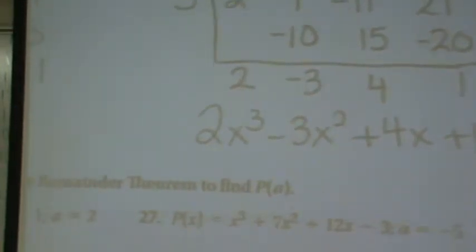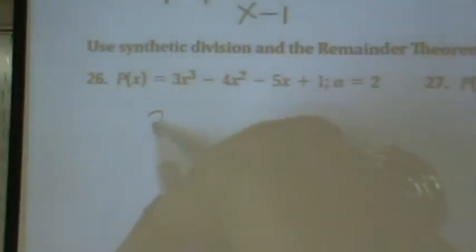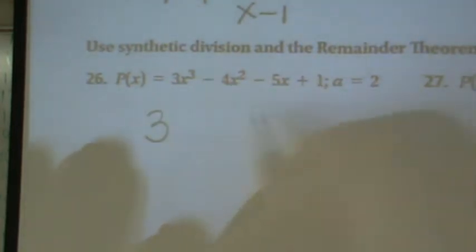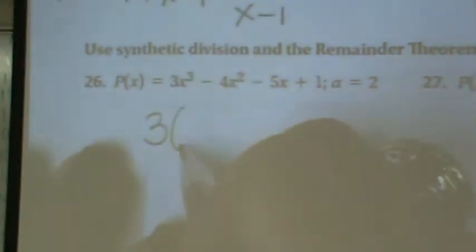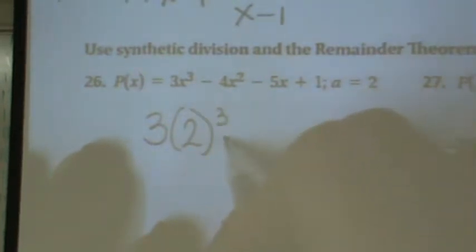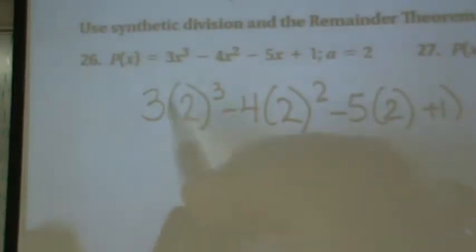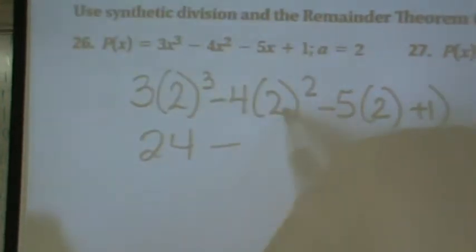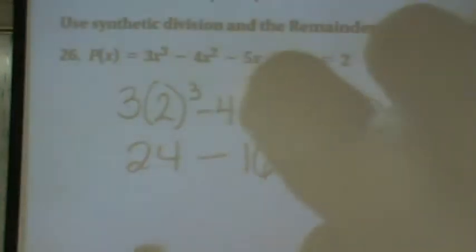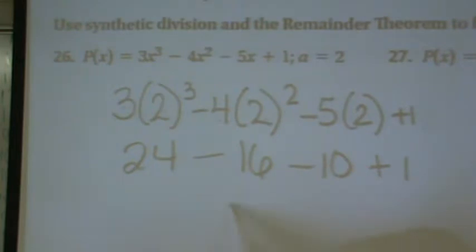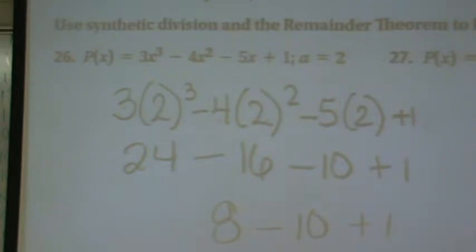For 26, you are asked to find the solution when you plug 2 in here. You can do both the remainder or synthetic division. If you plug a 2 in here, 3 times 2 cubed minus 4 times 2 squared minus 5 times 2 plus 1. 2 times 2 times 2 is 8. 8 times 3 is 24. Minus 4 times 4 is 16. Minus 10 plus 1. And you get 8 here. 8 minus 10 is -2. And -2 plus 1 is -1.